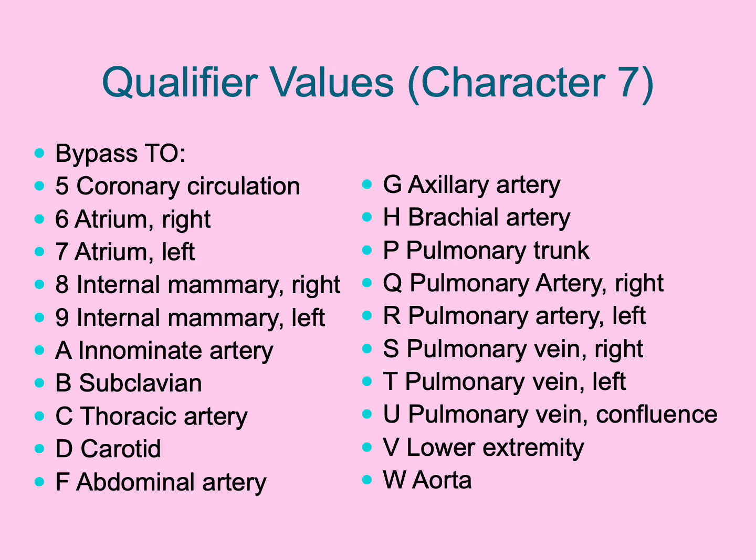The qualifier values are bypass to, meaning the end point. You have coronary circulation, atrium right, atrium left, internal mammary right, internal mammary left, innominate artery, subclavian, thoracic artery, carotid, abdominal artery, axillary artery, brachial artery, pulmonary trunk, pulmonary artery right, pulmonary artery left, pulmonary vein, pulmonary right and left, pulmonary vein confluence, right extremity, and aorta.